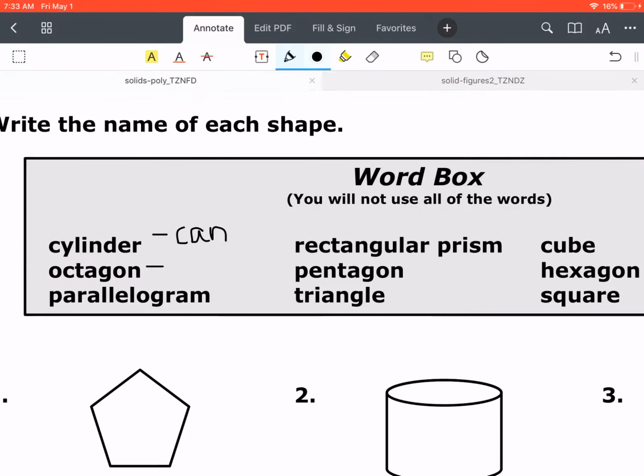Okay, octagon has 8 sides. Parallelogram has 4 sides. Rectangular prism we just talked about on the sheet before, so if you have a question about what a rectangular prism is, go back and look at your first sheet from today. A pentagon has 5 sides. A triangle has 3.